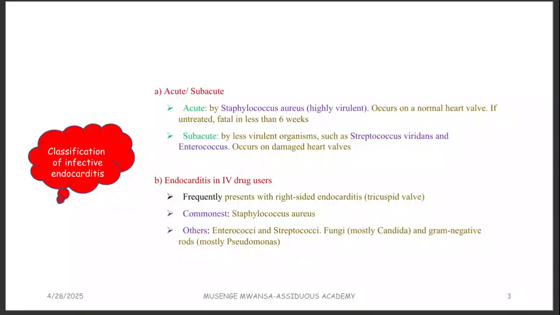So how do you classify infective endocarditis? With the classification, we have different ways. Number one, we can classify by whether it is acute or subacute. Acute infective endocarditis is caused by Staphylococcus aureus, which is very virulent. Another virulent organism we mentioned is Strep pneumoniae. For Staph aureus, it doesn't matter whether the valve already has a problem or is okay. It can still attack any valve, so it also occurs in normal valves. And normally, if someone is untreated within 6 weeks, they're going to die.